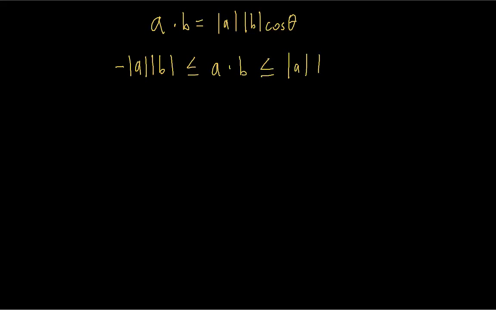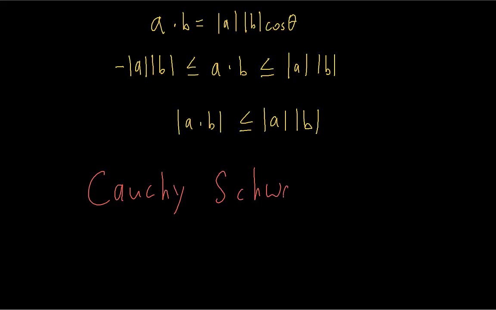So lastly, we look at another property that comes from this equation. So notice how cosine of theta is always between -1 and 1, which means a dot b is always between negative and positive the product of the magnitudes, and this is the same thing as saying the absolute value of a dot b is less than or equal to the magnitude of a times the magnitude of b. This is one form of the inequality called the Cauchy Schwarz inequality. This is a pretty famous inequality. You might have to know it sometime.